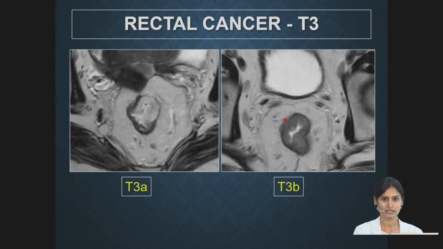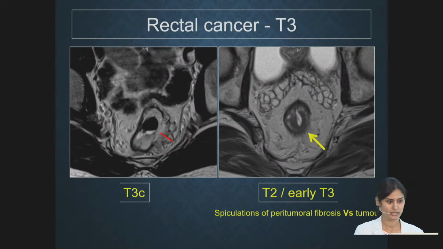The second image is where there is a few millimeters of radial extension. The red line there indicates how you're supposed to measure the extramural spread: radially, in a clock position manner, from the expected location of the muscularis propria. When it's between 1 to 5 millimeters, it is T3B. The third image in this slide is when the extramural spread is beyond 5 millimeters and less than 15 millimeters, and so this is a T3C tumor.